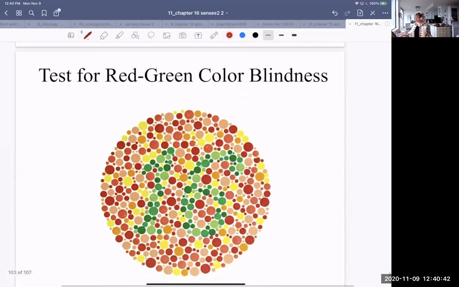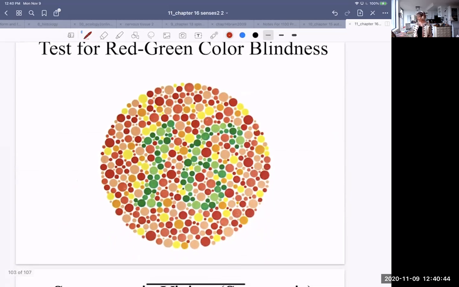You can test yourself for red-green color blindness. If you're looking at that right now, you should be able to see a number. What is the number that you see there? Yeah, 16. It can look a little bit like a 2, but if you're seeing green within the red, then yeah, you're good.